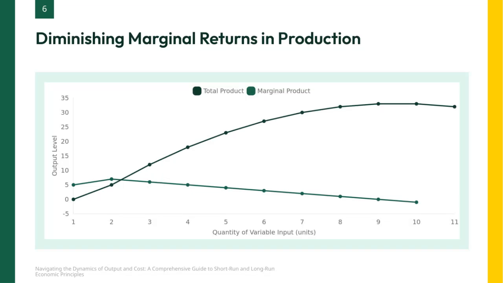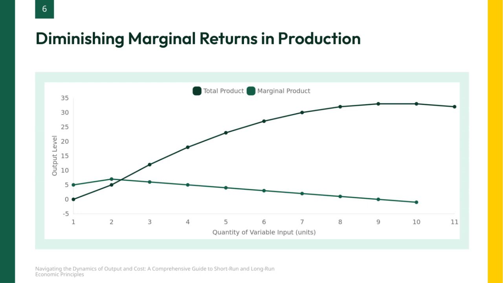Here we see the concept of diminishing marginal returns illustrated through the relationship between total product and marginal product as we vary the quantity of the input. The total product curve shows how output increases as more variable input is added, but notice how the rate of increase slows down over time. This is captured clearly by the marginal product line, which measures the additional output from each extra unit of input.